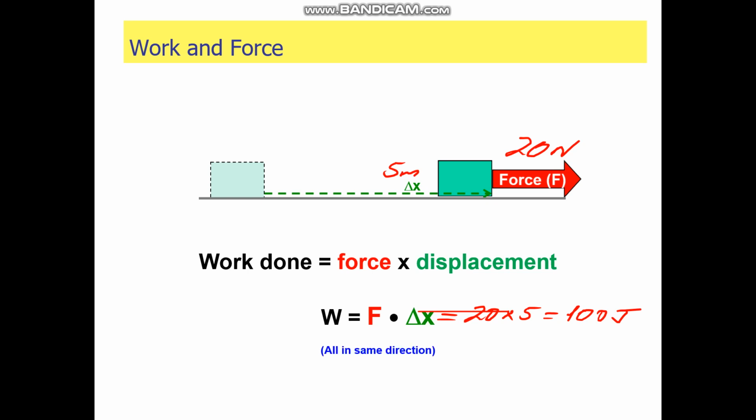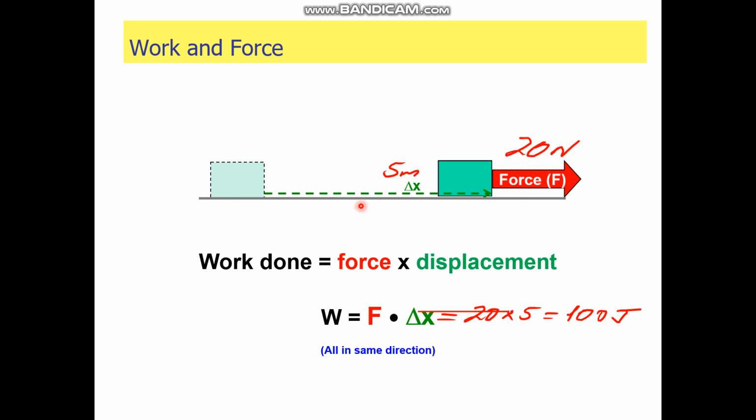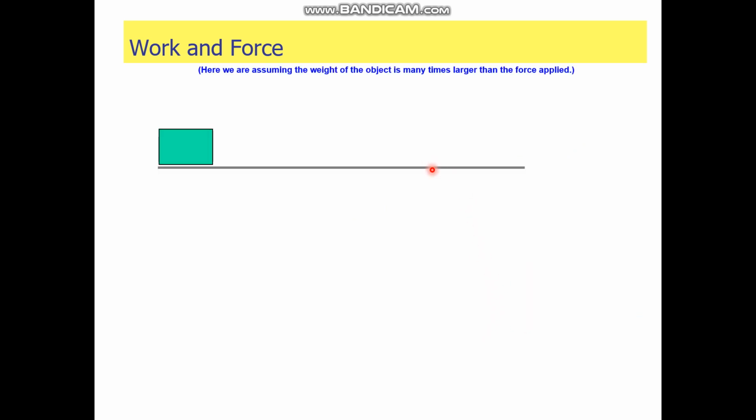Now this situation is pretty simple because everything's moving in the same direction. We have the force and the displacement in one direction. Work is force times displacement; you just multiply the two values. But what if it's not in the same direction? Here we're going to assume that the force is applied at an angle to the surface. We're also going to assume that the weight of this object is much bigger than the force applied, so the force has no chance of lifting this object at all.